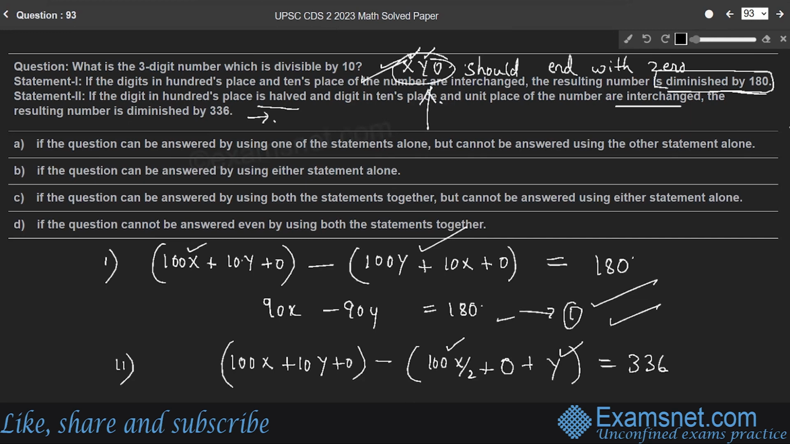So in the 4 options, if the question can be answered using one of the statements alone, it is not option A. If the question can be answered using either statement alone, that is not the answer. The question can be answered by using both the statements together, but cannot be answered using either statement alone. That means both the statements are necessary to find the 3-digit number which is divisible by 10. Both the statements are required. Option C.